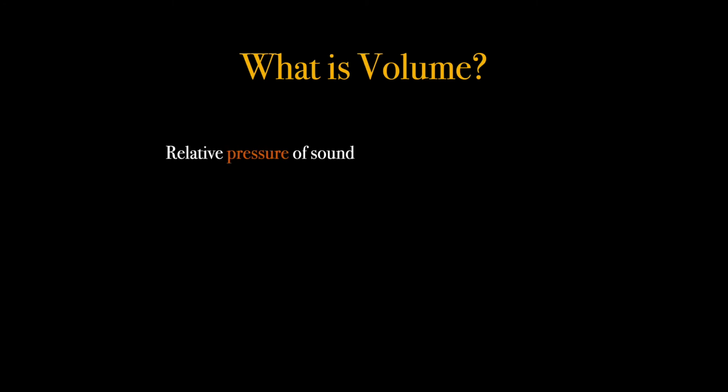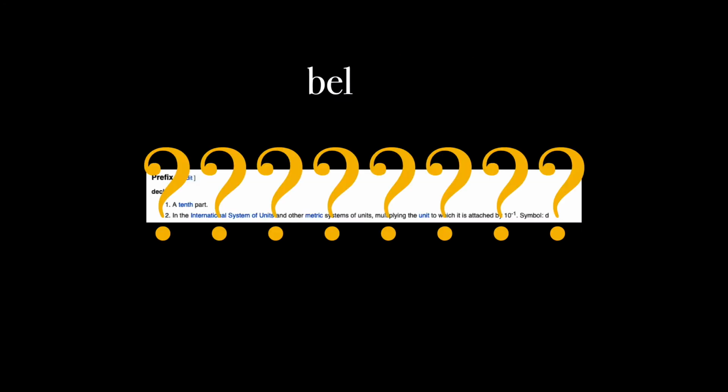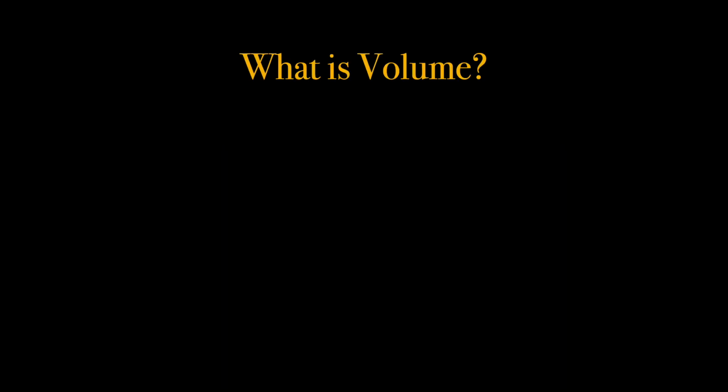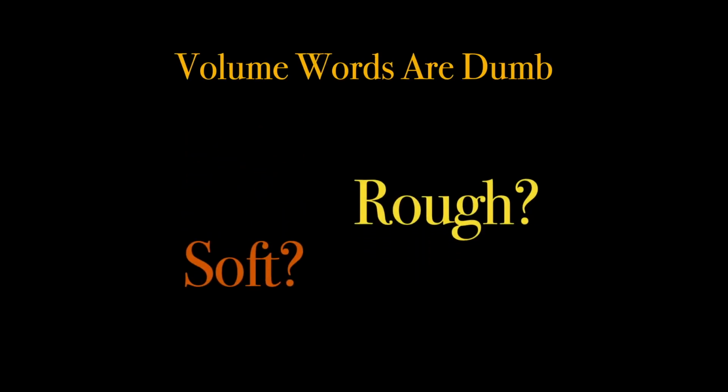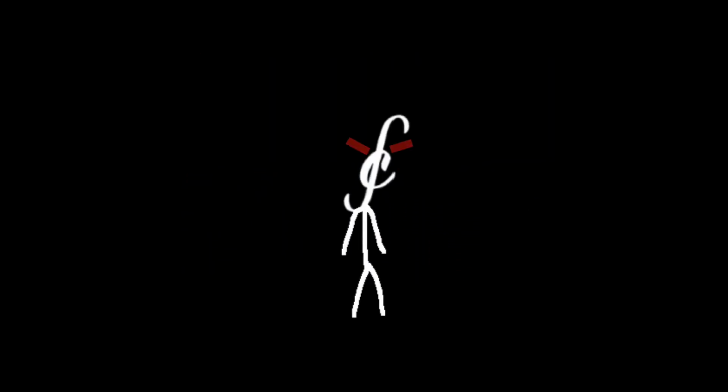Attribute 2. Volume. Volume describes sound pressure, using the unit decibels. By the way, since deci means 10, what is a bull? People often refer to volume using the words soft or loud, but that doesn't make much sense to me. Why not soft or rough? Or, quiet and loud? It's always these descriptors!